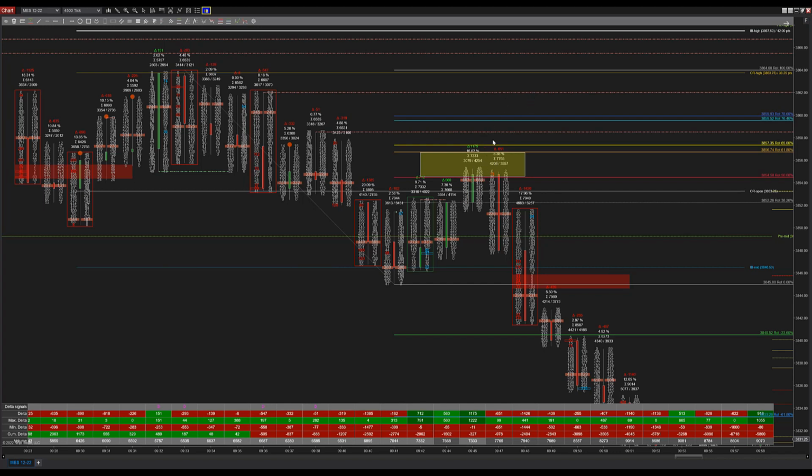If buyers are going to continue to push this higher, again, look at all the unfinished auction we have up here. There's incentive for them to get up here. There's unfinished business there. They can't do it. So as we come here now, big down candle.